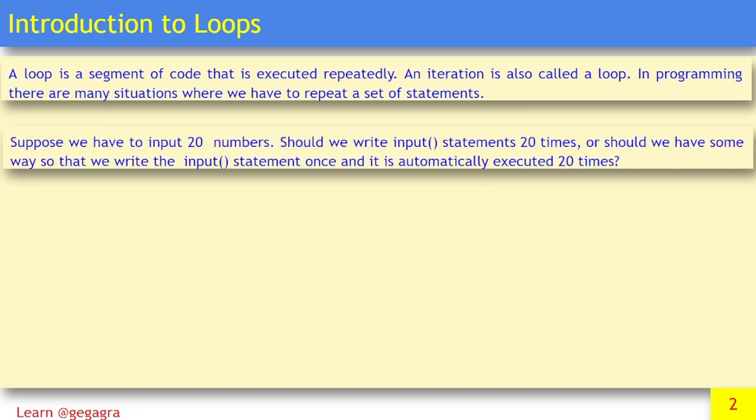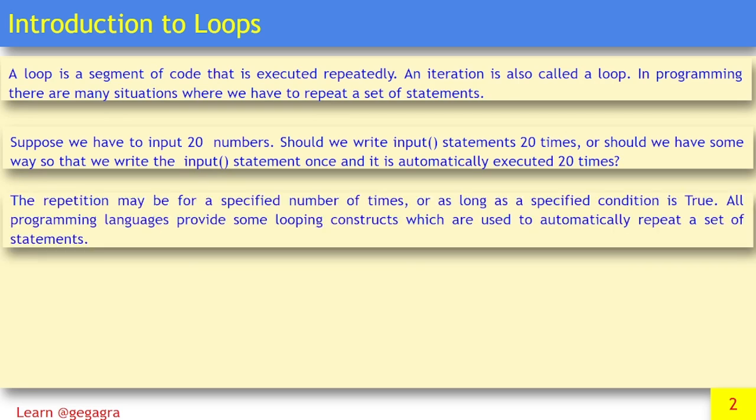Suppose we have to input 20 numbers. Should we write input statements 20 times? Or should we have some other way so that we write the input statement only once and it is automatically executed 20 times? Okay, so the repetition may be a specified number of times or as long as a specified condition is true. All programming languages provide looping constructs which are used to automatically repeat a set of statements.